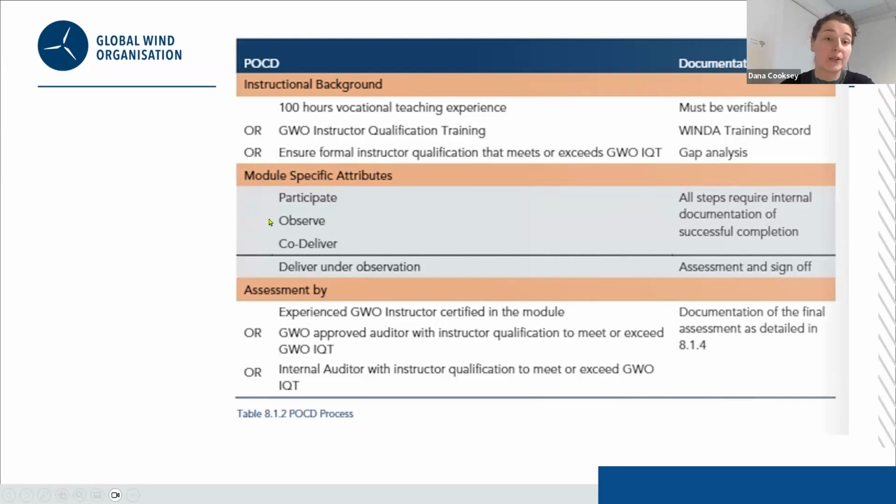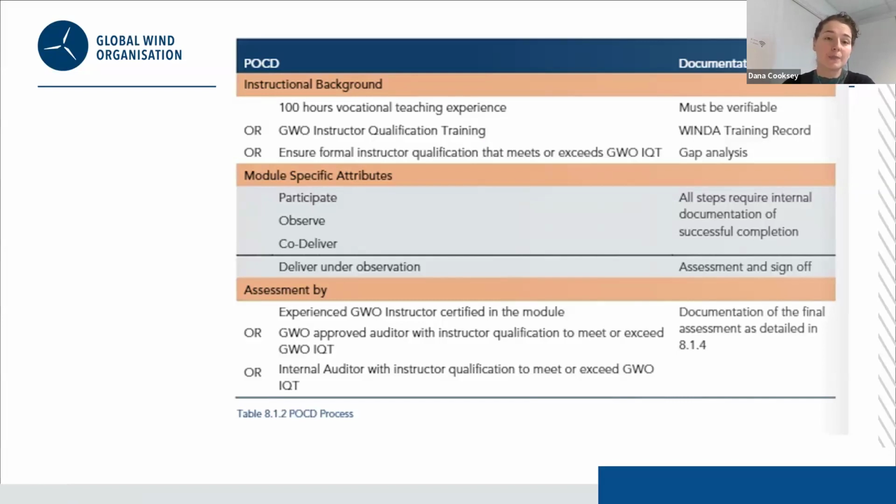One being you can use the 100 hours of vocational teaching experience to enter the POCD process. Much of this is exactly the same. Now you have some further options. If someone doesn't have that 100 hours, you can simply put them through the IQT. That can be their introduction. It's like Thomas wrote, it's this parallel experience. That's one way to start on the instructor process.